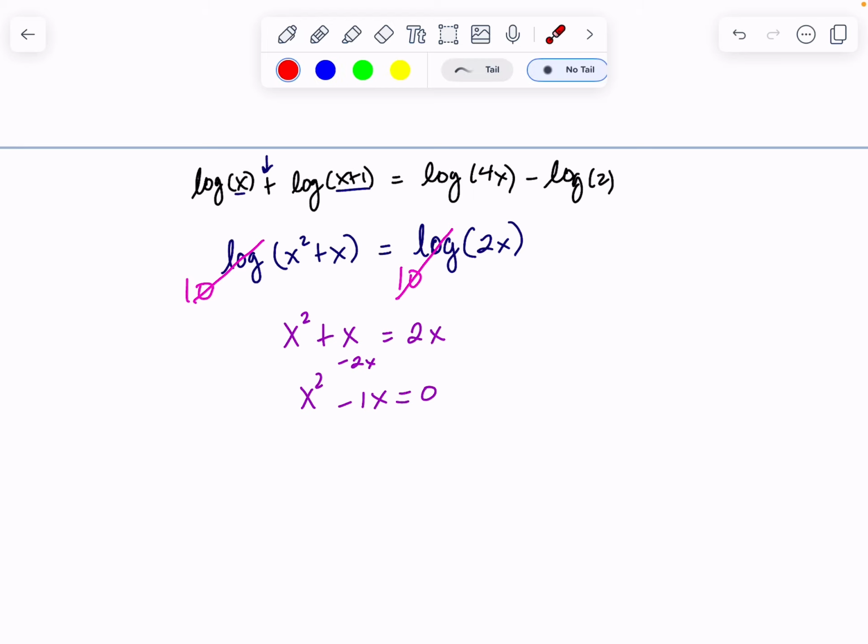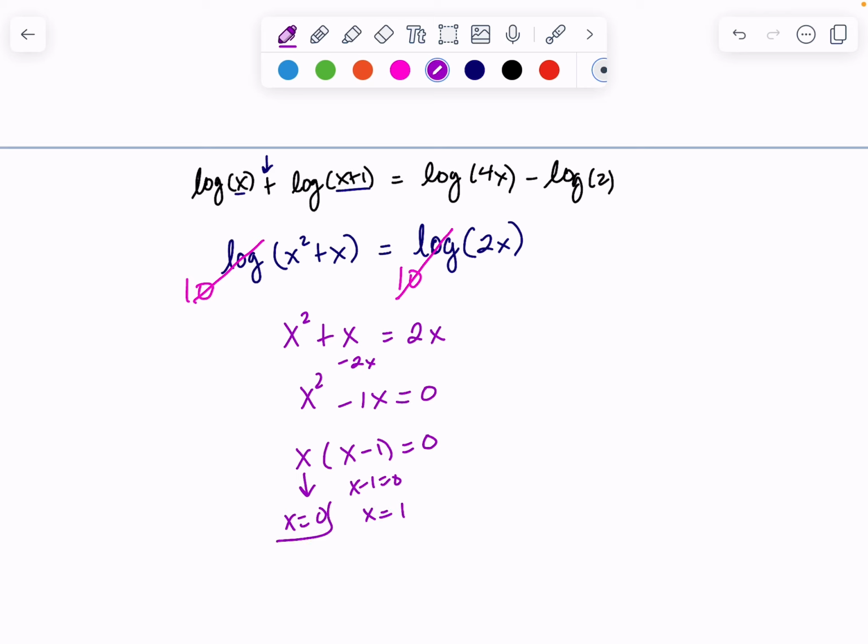In order to factor this, I notice that it's x squared and x. They both have an x in it. So I'm going to factor that x out to the front, which is x times x minus 1. Set each of these equal to 0 to solve. And I get two possible answers of x equals 0 and x equals 1. But I'm not quite done.